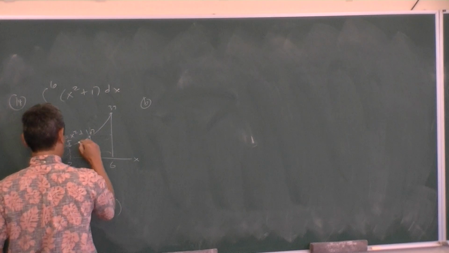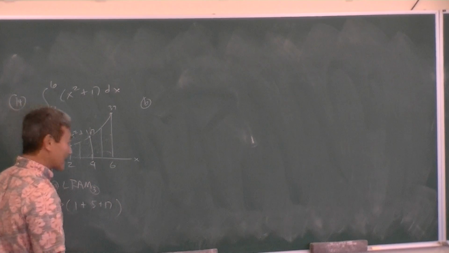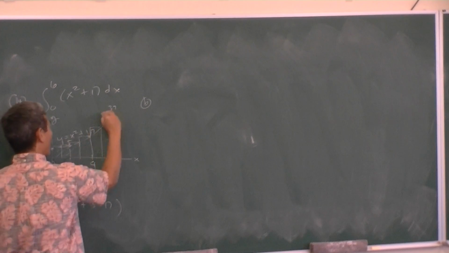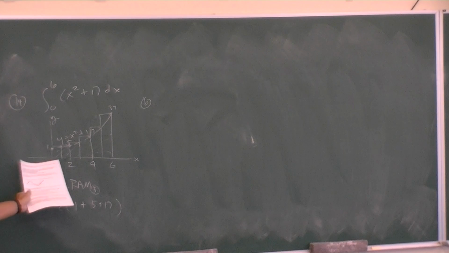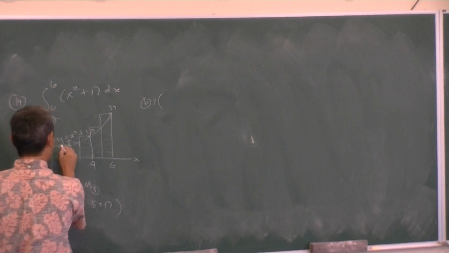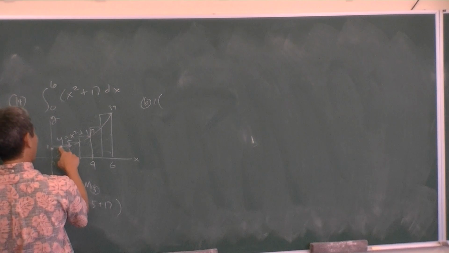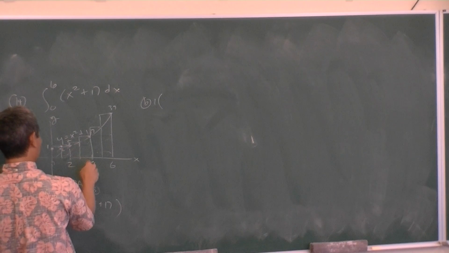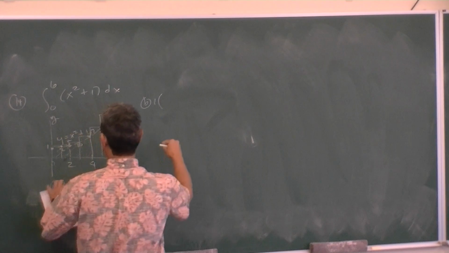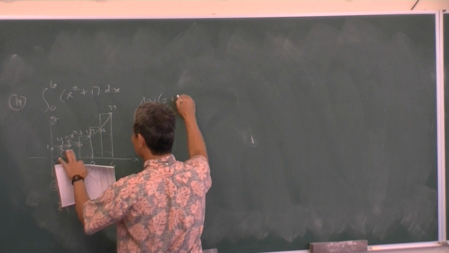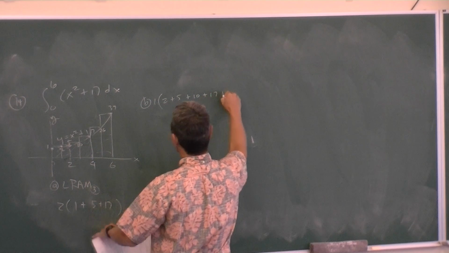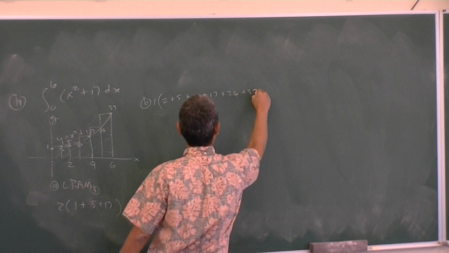Now we're going to break it up into 6 rectangles. Okay, the base of each rectangle is 1 now, so factor out a 1. And then the height, we've got to figure these out. What's that going to be? 2, 5, 10, plug in 5, you get 26. So it's going to be using the right endpoint: 2 plus 5 plus 10 plus 17 plus 26 plus 37.